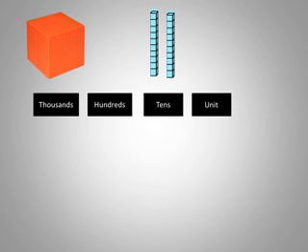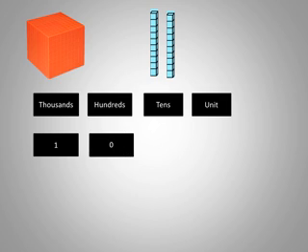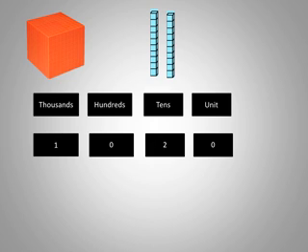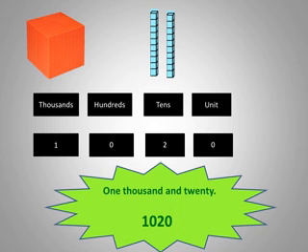Once again, in this picture, we see one big cube. So, we write 1 in the thousands place, 0 in the hundreds place. We have 2 tens, so we write 2 in the tens place and 0 in the units place, and that's how we get the number 1020.